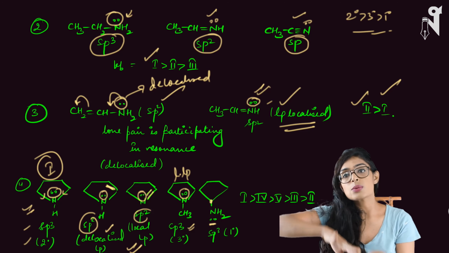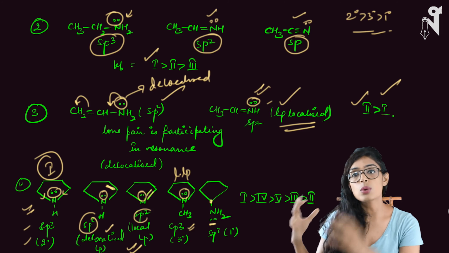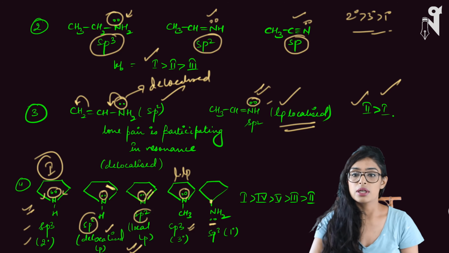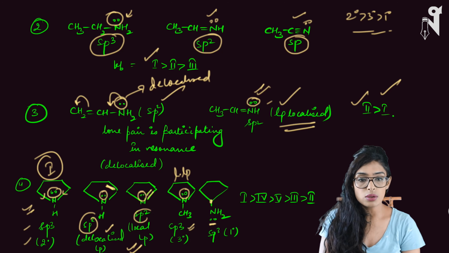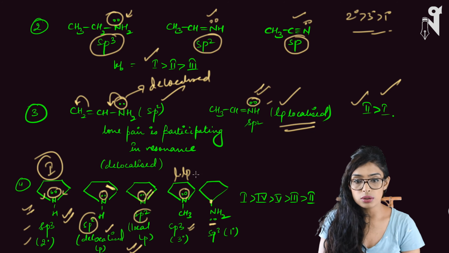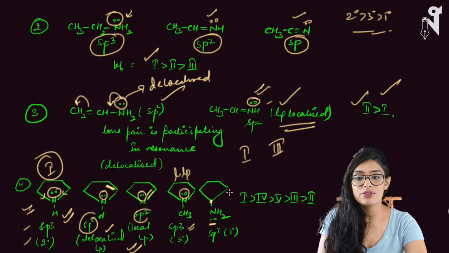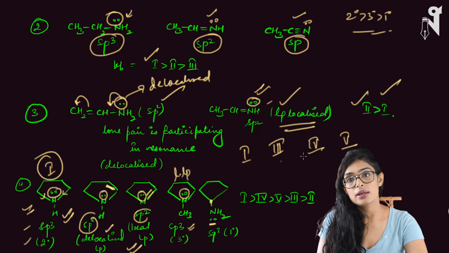So first of all, we will find out. I think my approach to the question was a little wrong. I should have figured out which ones are the localized ones and arranged them first in the basic order, and then gone to the delocalized one. So we have the first one with the localized lone pair, third with the localized lone pair, fourth with the localized lone pair, and fifth with the localized lone pair. So these are the ones which have localized lone pairs present.